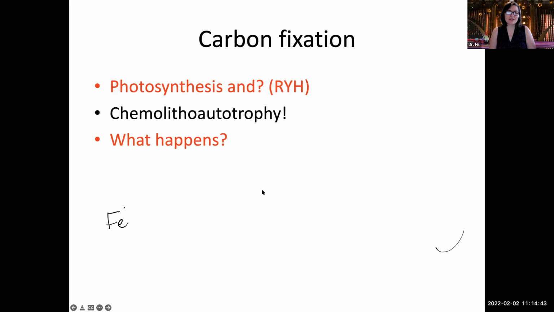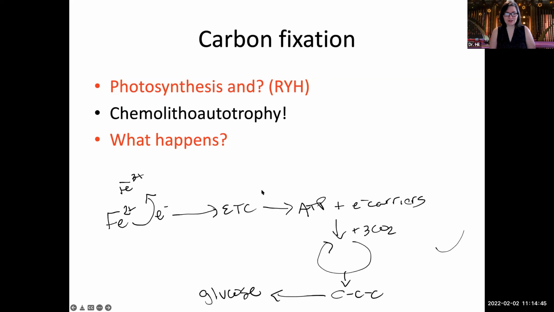So how does this work? Here's a little cartoon. It kind of illustrates one possible form. There has to be some kind of chemical in the environment that it's easy to steal electrons from. And so a common one is iron or another metal ion that has an easily stolen electron. We stick that electron through an electron transport chain. Its energy is used to pump protons across the membrane, creating ATP.